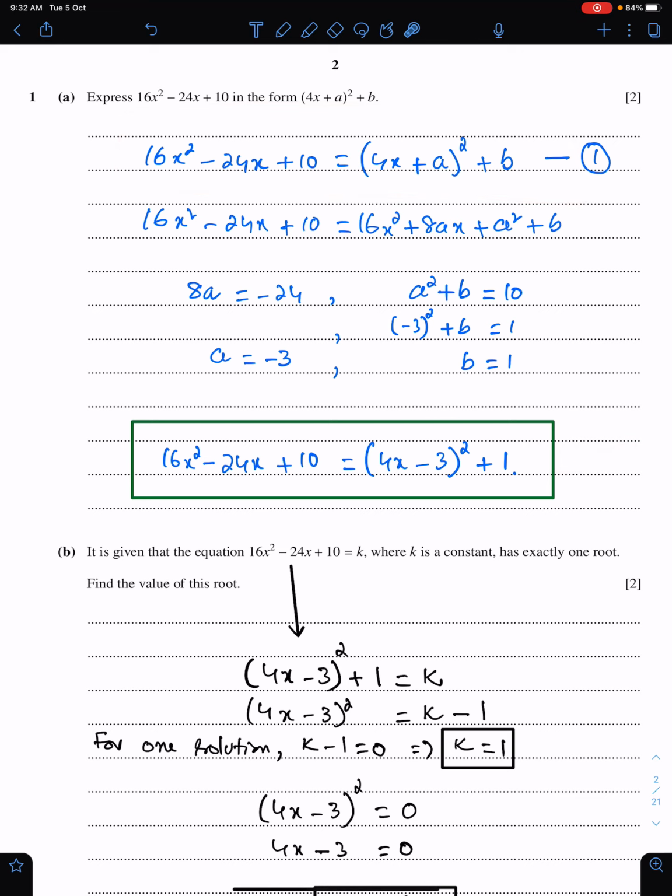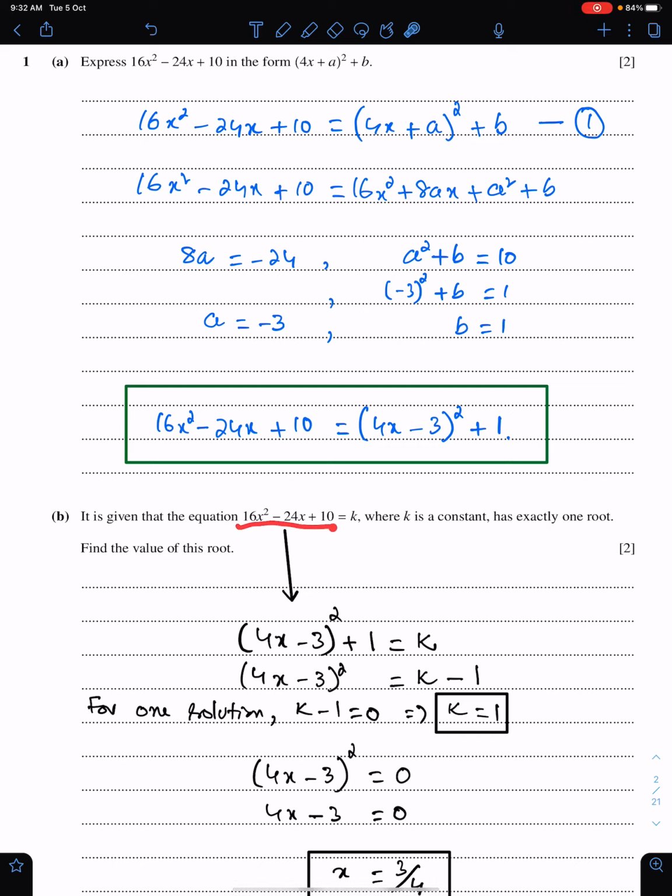Number 2, or part B. It is given that the equation, if you observe this equation carefully, then you will see that this is the same expression as part A. So you can substitute this thing here. After substituting, we have this thing. So finally we have this equation.